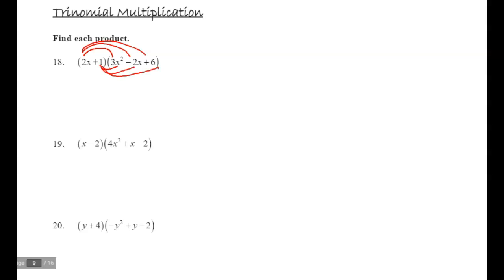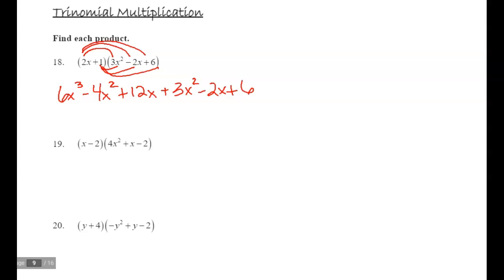All right, so if I do that, 2x times 3x squared is 6x cubed. 2x times negative 2x is negative 4x squared. 2x times 6 is 12x. And then now I do the positive 1. Well, anything multiplied by 1 is just itself. So I have my 3x squared minus 2x plus 6. That's just 1 times 3x squared, 1 times, 1 times.